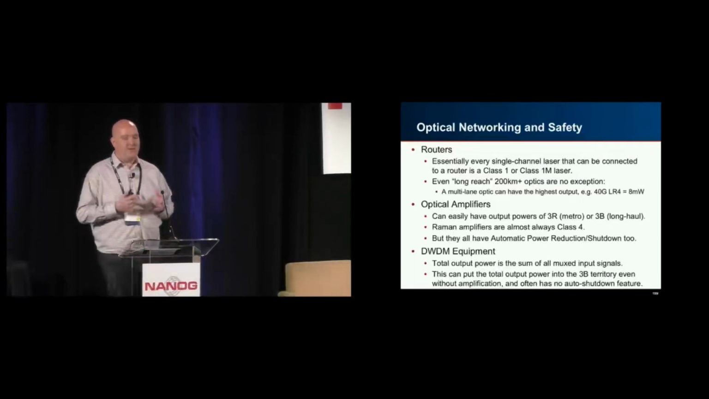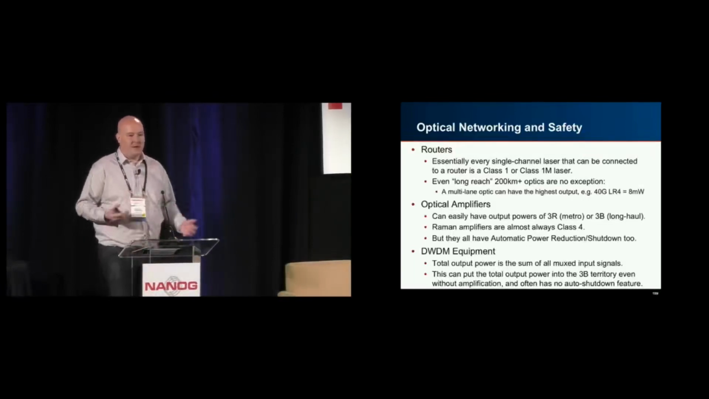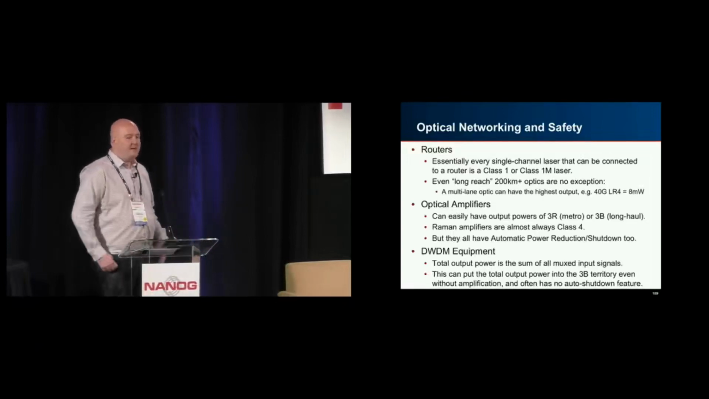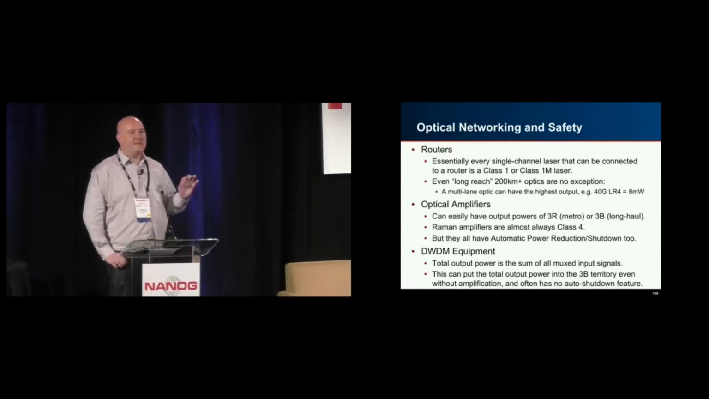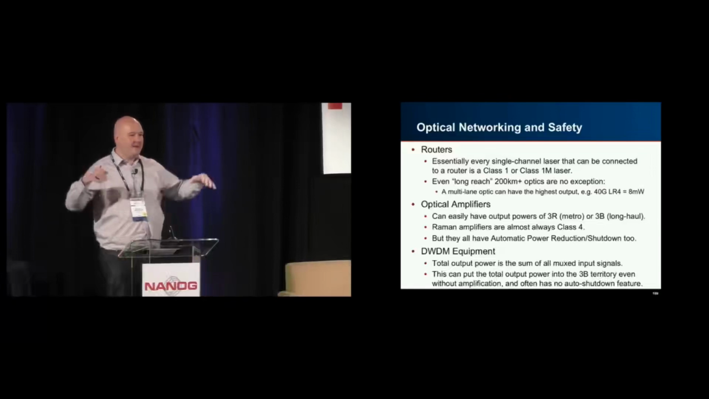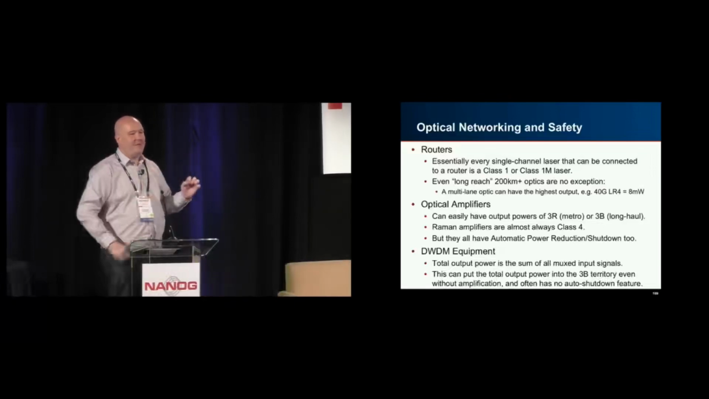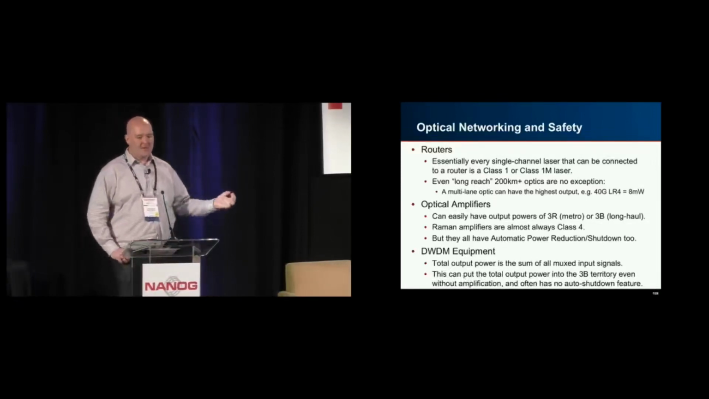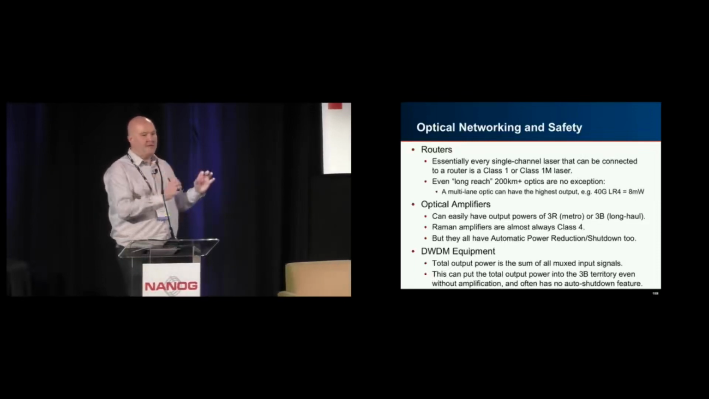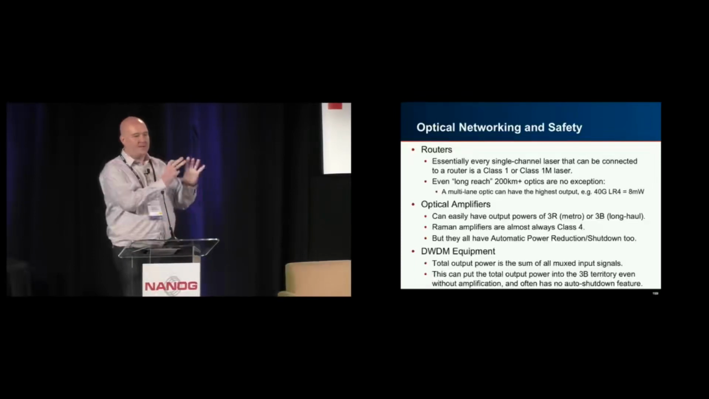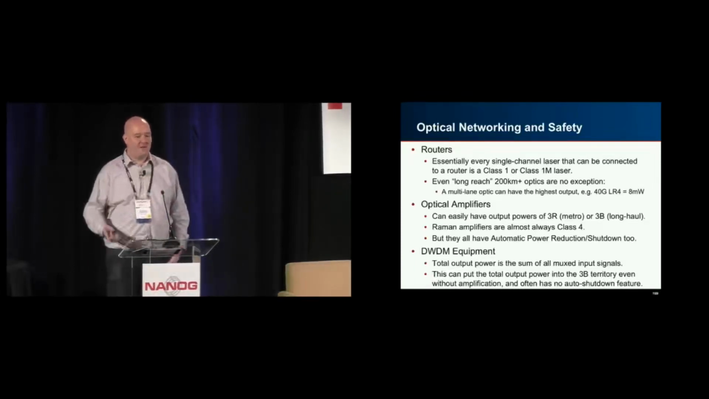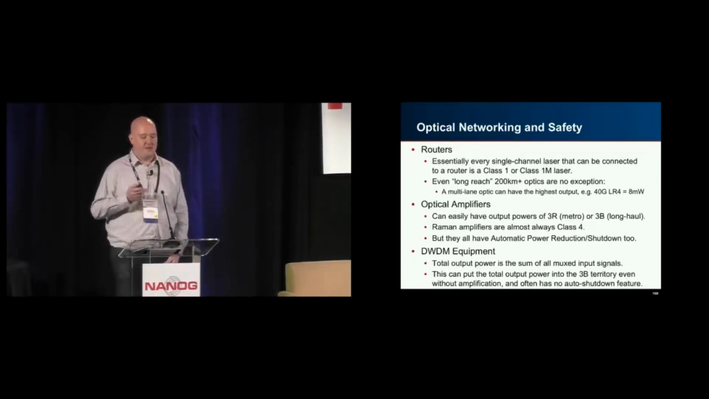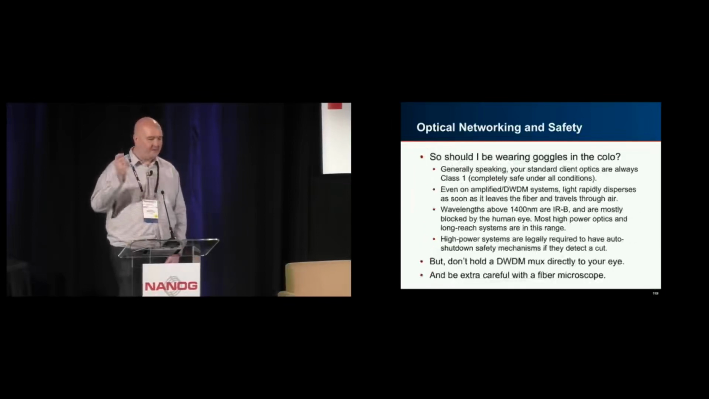So with DWDM equipment, probably the most dangerous thing you could ever encounter in a real data center is a signal coming out of a passive mux. So like you've taken 80 channels, you've put them all into one fiber, and you don't have any active components. You don't have an amplifier or something that actually has a power shutoff mechanism if it detects a break. So now you've started to get enough power from all these individual things put into a component that's concentrated all this light energy into one piece of fiber that can actually start to get you into 3B territory and doesn't have an auto shutdown feature.